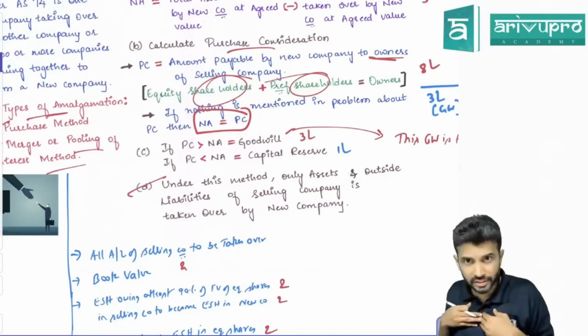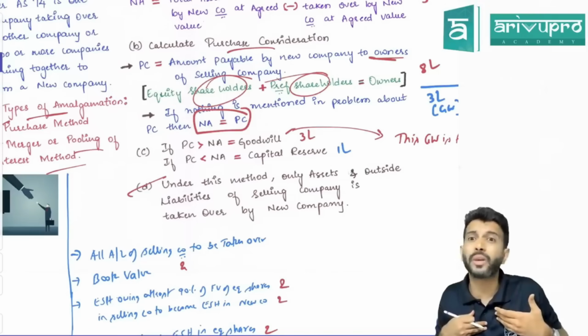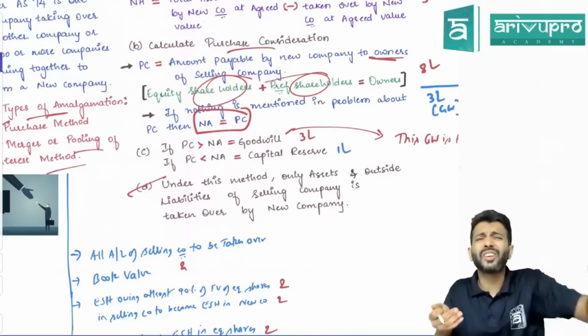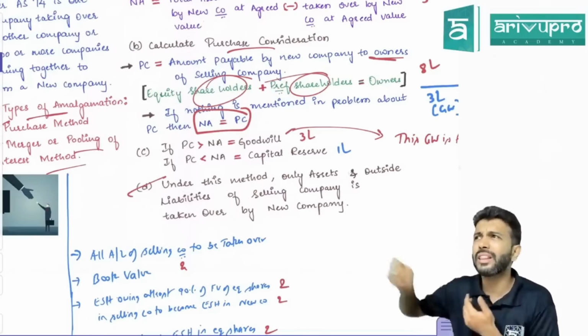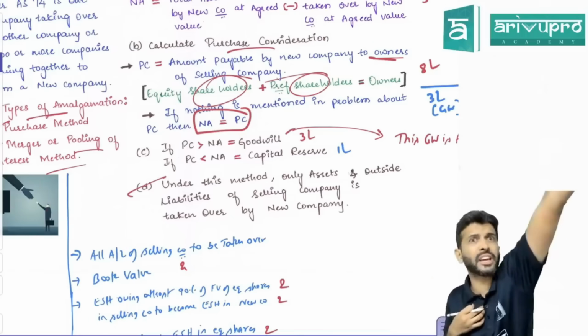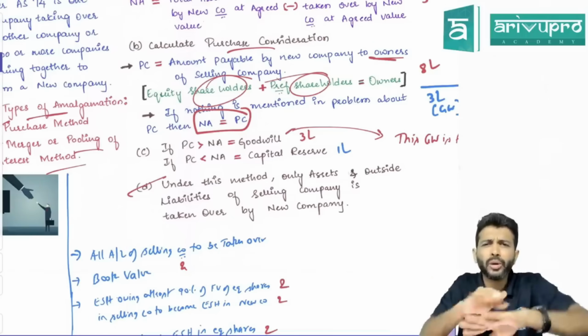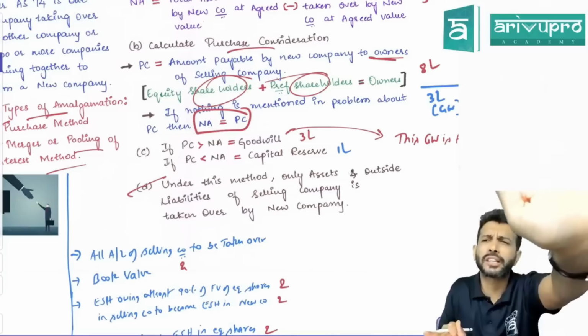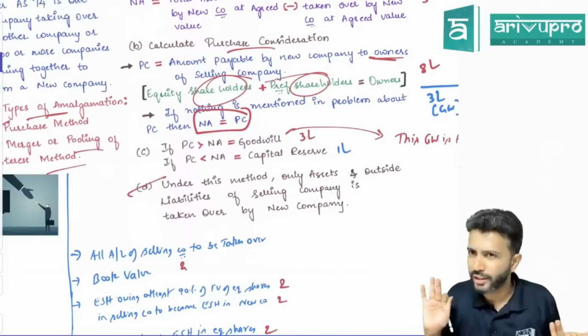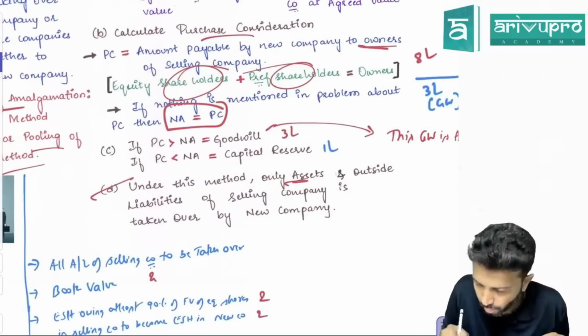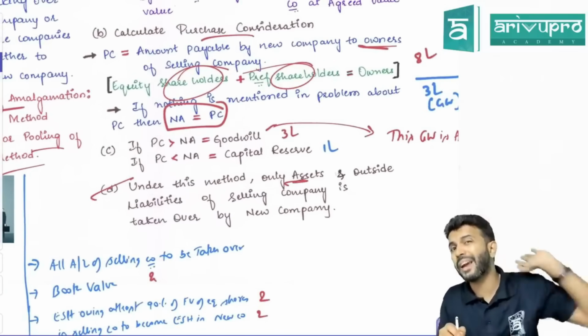Say we have a reserve. Will anybody be interested in taking over our reserves? No. Sir, they are only interested in our assets and our liabilities. What will they do with our share capital? Can we give our share capital to them? My company is shutting down. So what will be the value of my shares? 0. What will be the value of my reserves and all? Zero. So in the purchase method, what will the buying company take over?